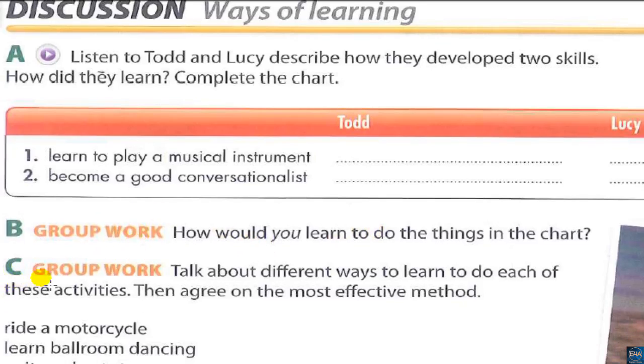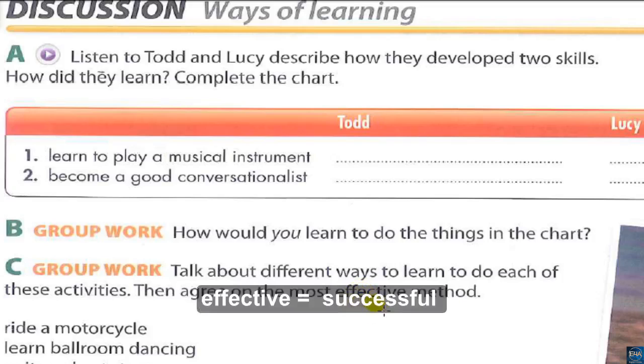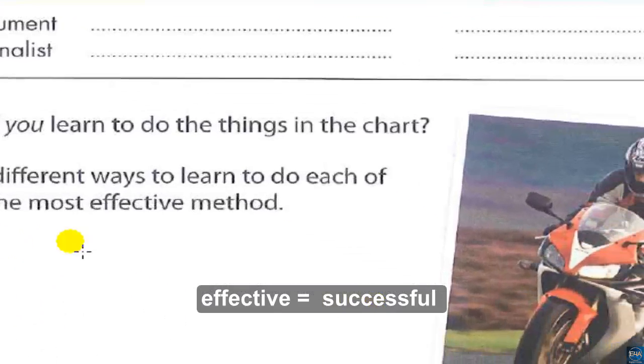Number C, group work. Talk about different ways to learn to do each of these activities. Then agree on the most effective method. Method, way. Effective, this is the best way, that is helpful to learn these things.